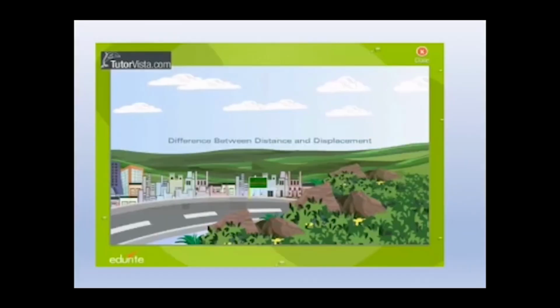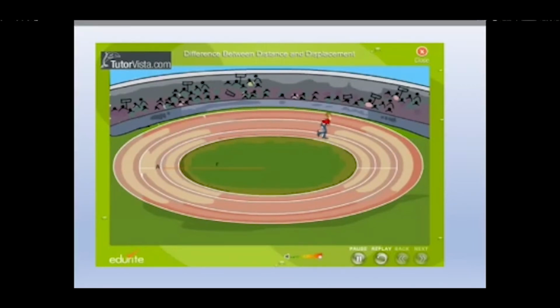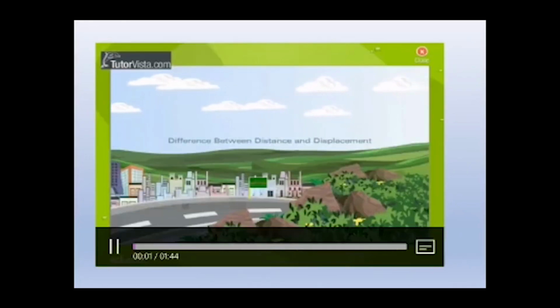This is the video time. In this video, we'll differentiate between distance and displacement. Have a look at this video and build your concepts.